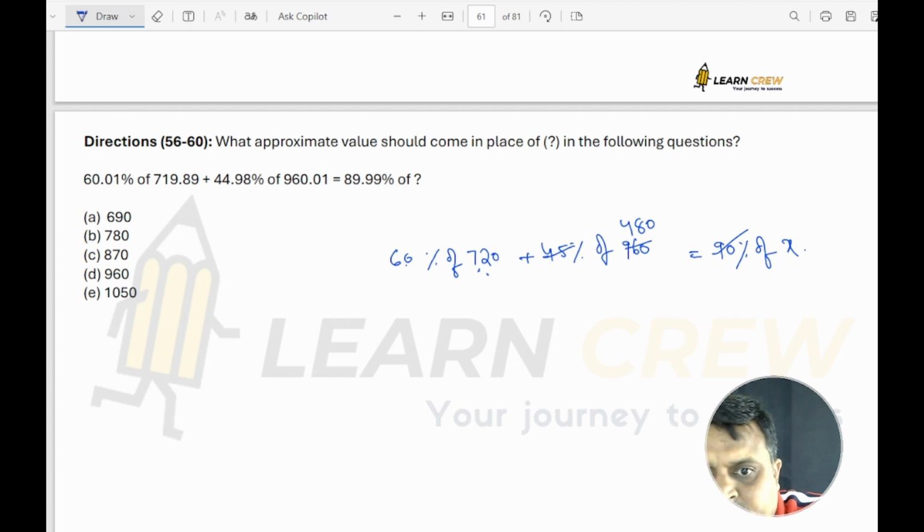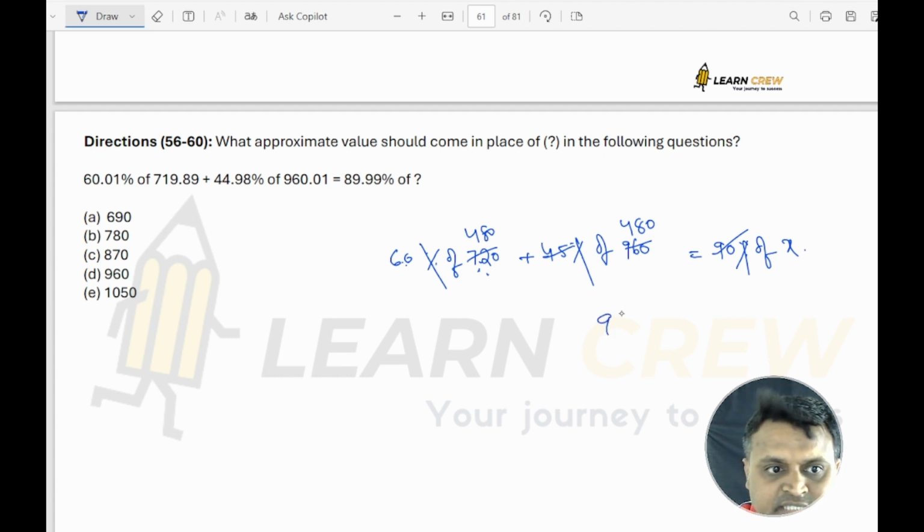So 90 cancel. Now here 3 is taken, here 30 is taken. So here I have 240, here I have 2. So here also I will have 480. So I can say now percentage is cancelled throughout. And 480 plus 480, 960. So x is 960. So answer is option D.